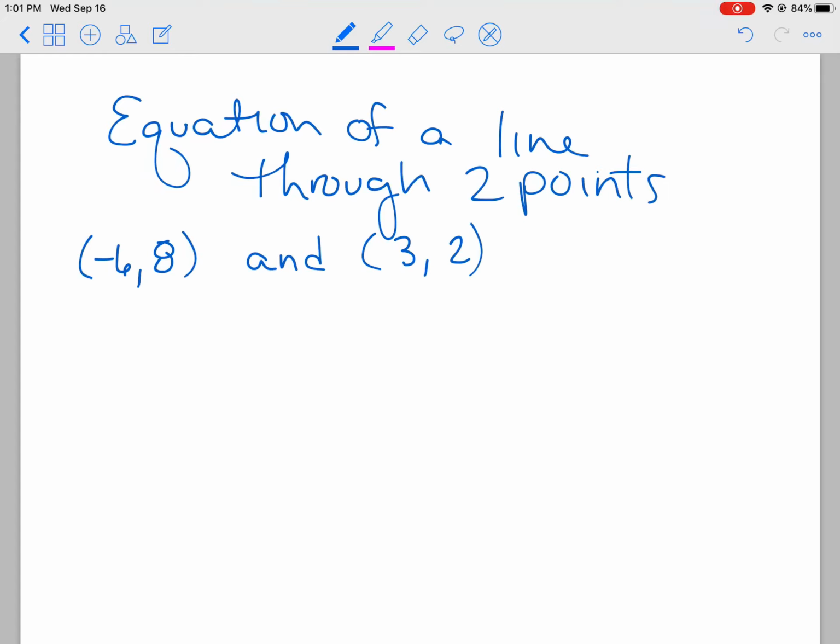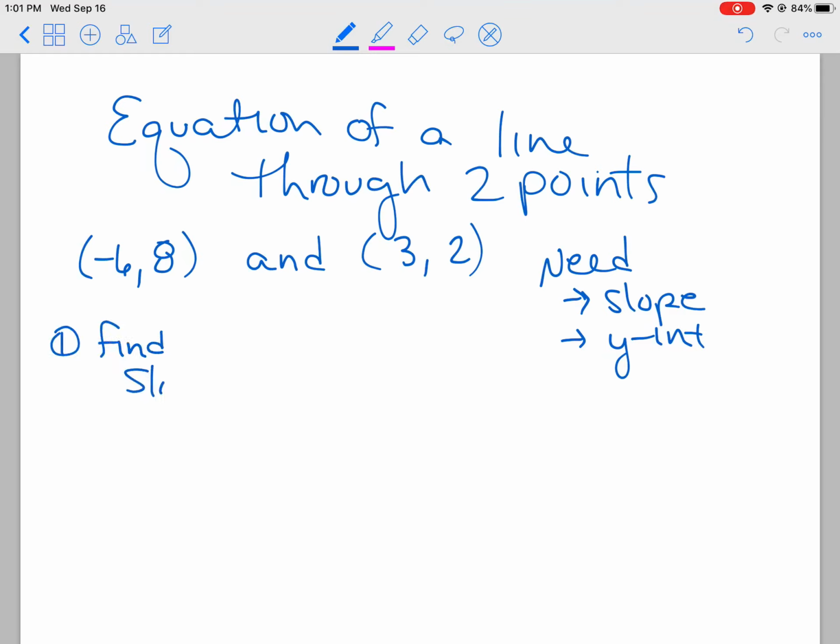to find the equation, we need 2 things. We need the slope, and we need the y-intercept. Okay, so the first thing we're going to do is find the slope.